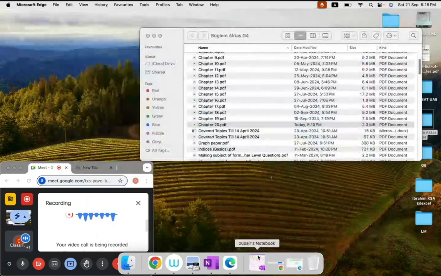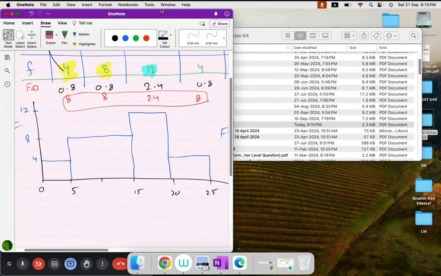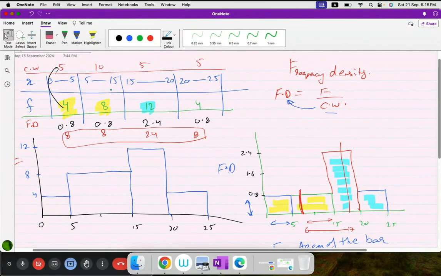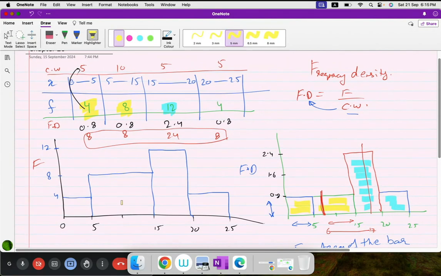Another example I would like to show, which we discussed last time. This is the same data from 0 to 5, 5 to 15, 15 to 20, 20 to 25. You see those two in yellow, 4 and 8. When we just draw frequency against the classes, the first one in yellow is 0 to 5, then the second is 5 to 15. The table says that it is actually double, but the graph says it is 4 times, because the area shown in the graph is actually 4 times.